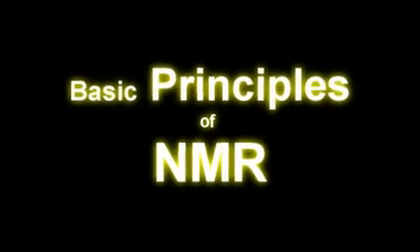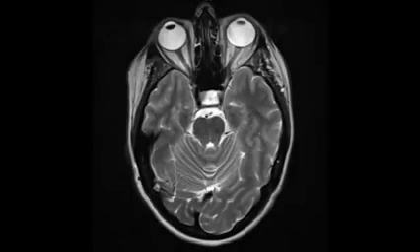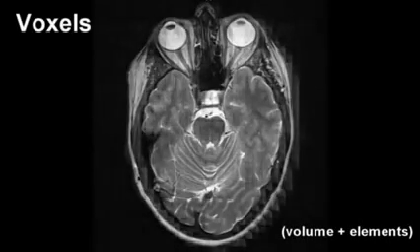Radiologists' imaging is based on the physics principle of nuclear magnetic resonance, or NMR, first described in the 1930s and 40s. The basic principle of NMR deals with the interaction of certain atomic nuclei, radio frequency energy, and a strong magnetic field. MR images are made up of a series of voxels, or volume elements.